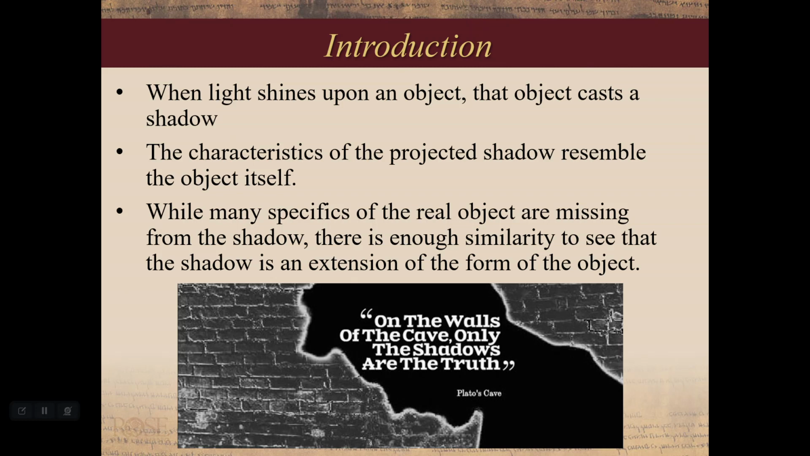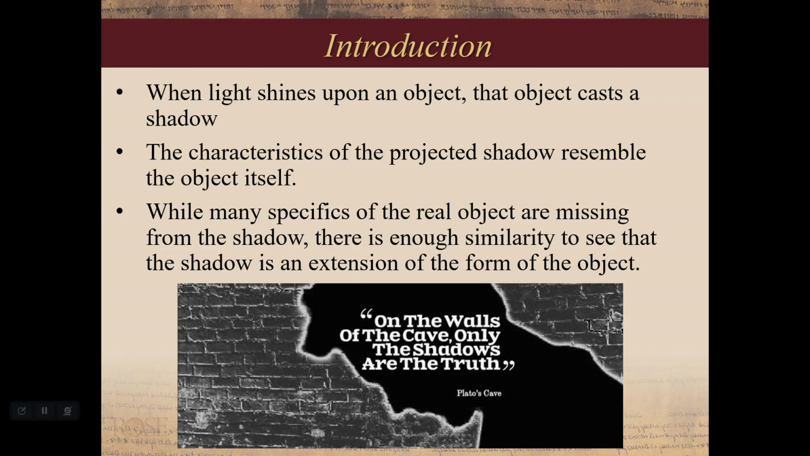And so he wants to go back and tell the others that the wall shadows are not real. The reality is out here. So he goes back to tell them about reality. They think he's crazy. As a matter of fact, when he first comes back, he can hardly see now because he's in the darkness. And so he's blinded.